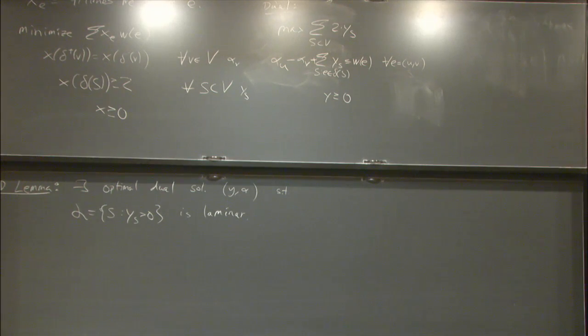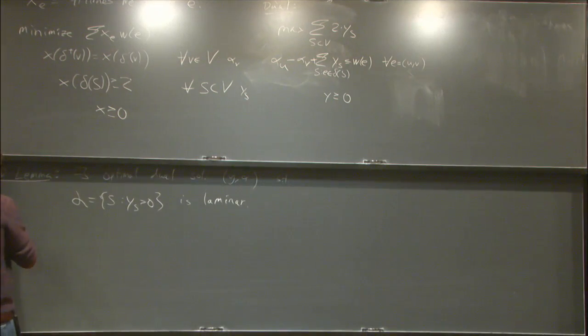So again, this set L is the support of y, and the support of y is laminar. This is a black box for us. I can prove it, though. What's the intuition? Maybe you can just sketch it.